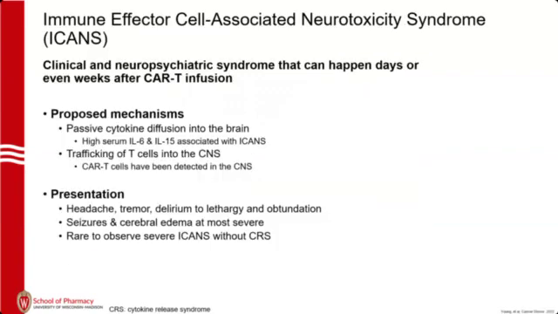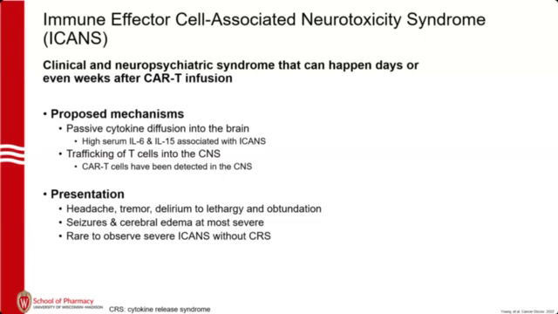The other big toxicity associated with CAR T is ICANS, or immune effector cell associated neurotoxicity syndrome. This is a clinical and neuropsychiatric syndrome that can happen days or even weeks after CAR T infusion. It can also happen again with those bispecifics. Some proposed mechanisms here, we're looking at passive cytokine diffusion within the brain. So this has been correlated with high serum levels of IL-6 and IL-15. And they've also found folks who have significant ICANS having those trafficked CAR T products into their CNS as well. Presentation can be anywhere from a headache and tremor all the way up to seizures and edema.